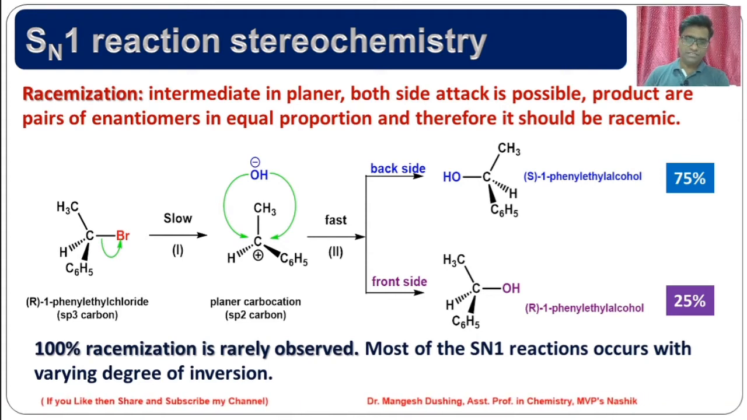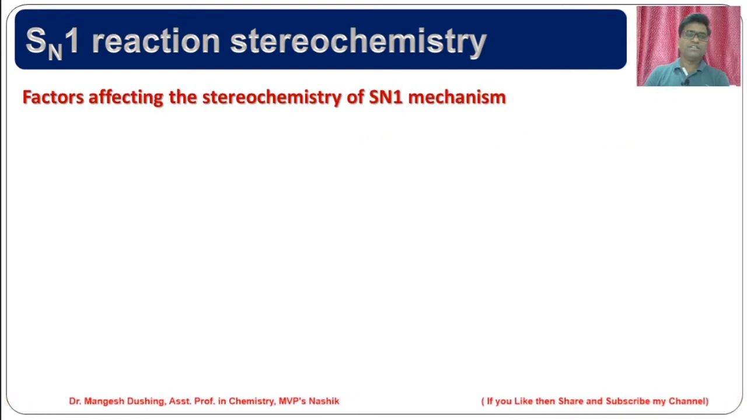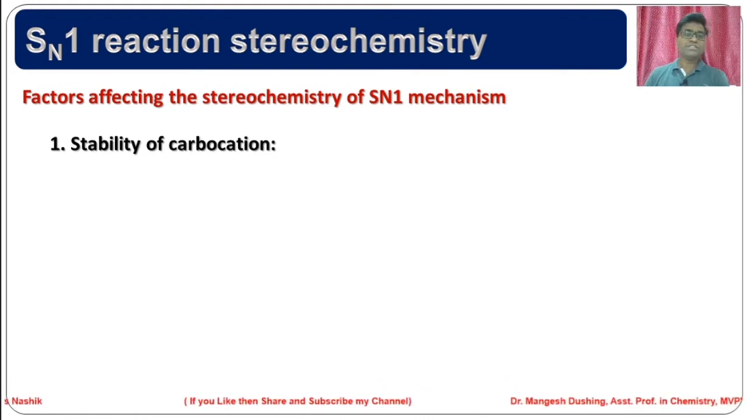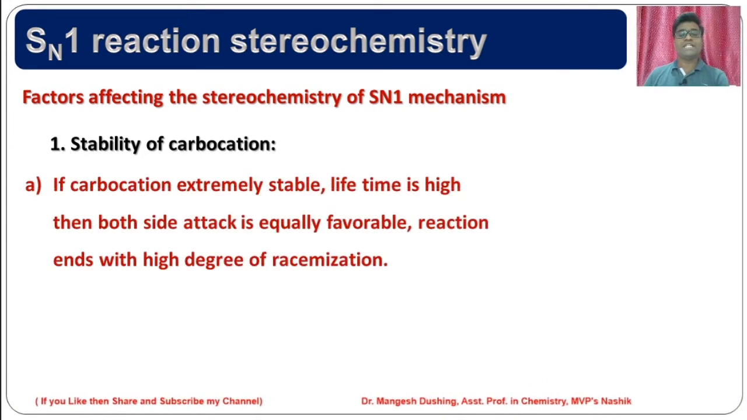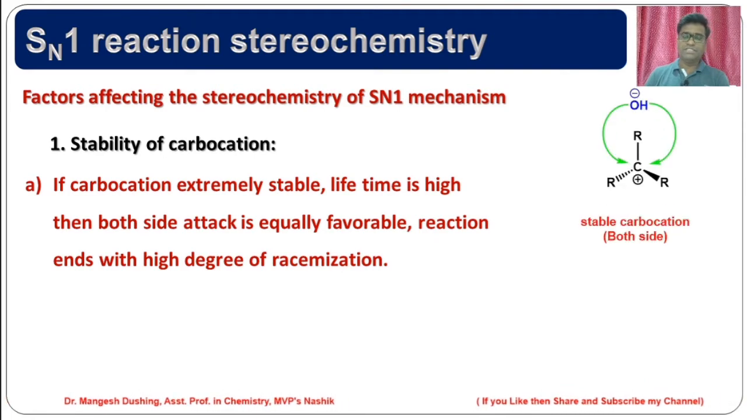So which factors affect the percentage of racemization, or we can say the percentage of inversion of configuration? The factors affecting the stereochemistry of an SN1 reaction: the first factor is the stability of the carbocation. As a carbocation forms as an intermediate, its stability is very important. If the carbocation is extremely stable, its lifetime is high, then both side attacks are equally favorable and the reaction ends with a high degree of racemization. For example, this is the carbocation.